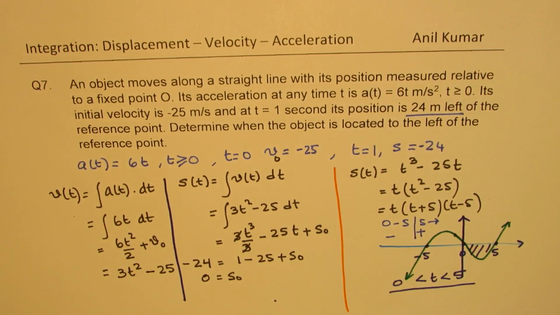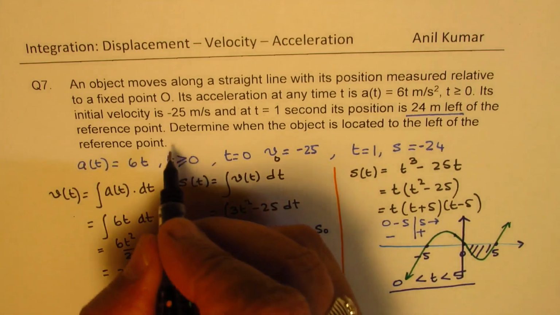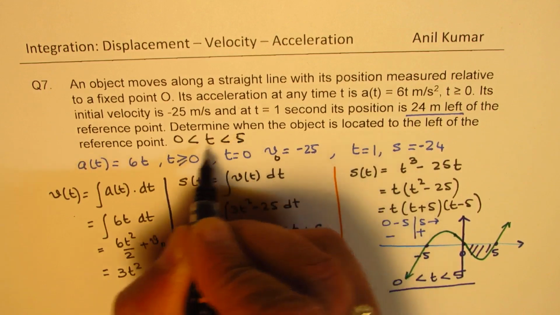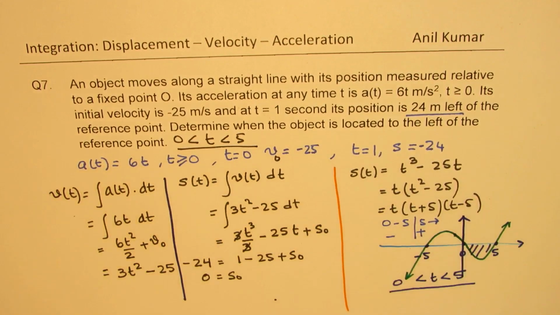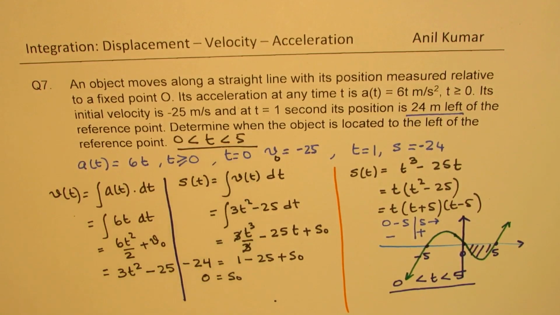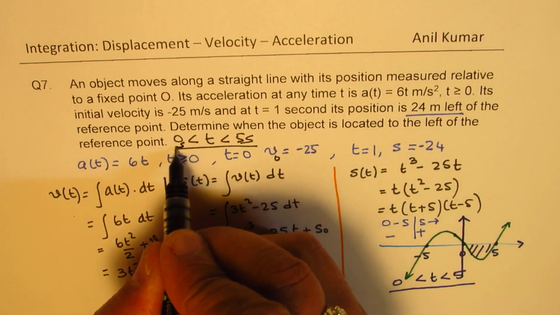That is how we are going to answer this particular question, right? So our solution is that the object is located to the left of the reference point when t is greater than 0 and less than 5, correct? So it crosses the reference point at t equals 5, perfect? These are in seconds, right? Okay.